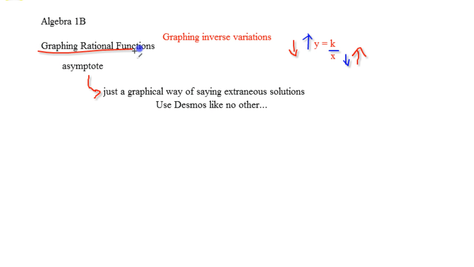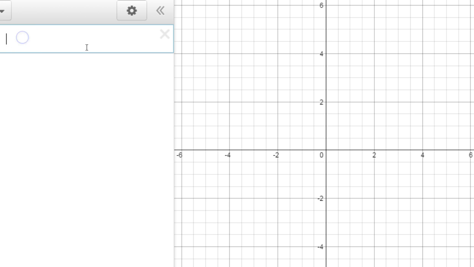Now, graphing that is a whole lot of fun because you can actually look at tables and see the relationship. We'll talk about asymptotes in a sec, but asymptotes are just a graphical way of saying extraneous solutions. We're going to use Desmos like no other on this one. So let's start out with the most basic of them: y equals 1 divided by x.